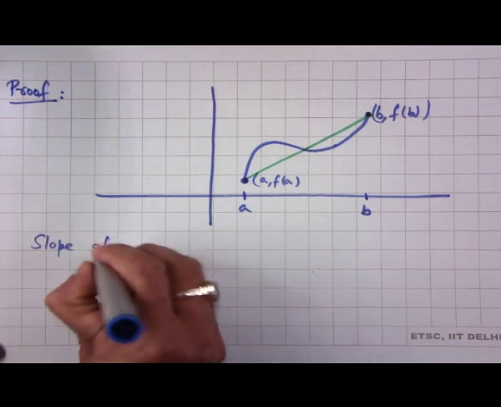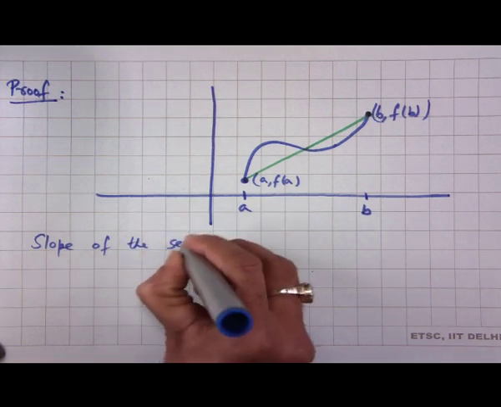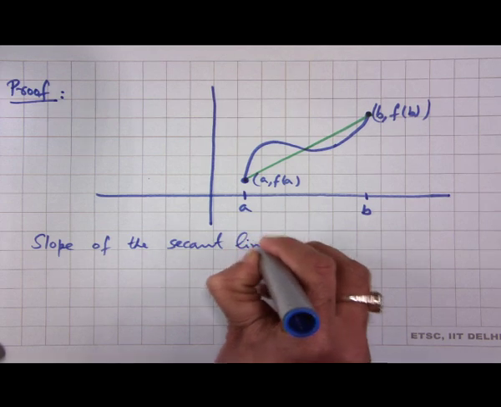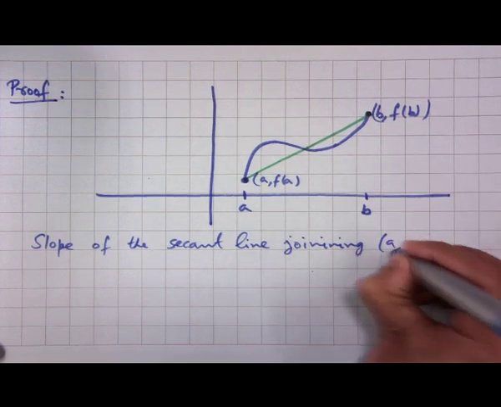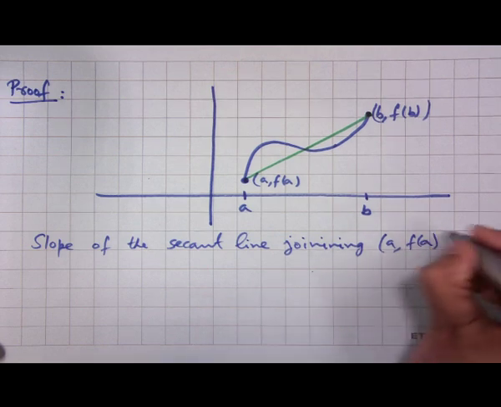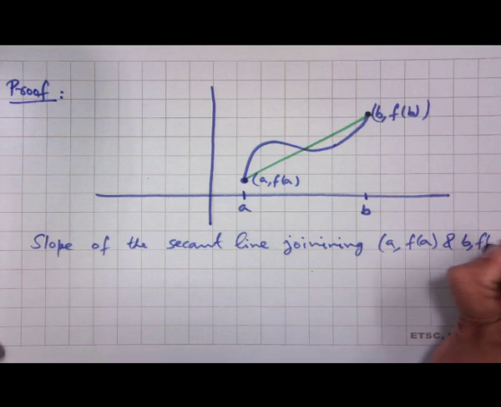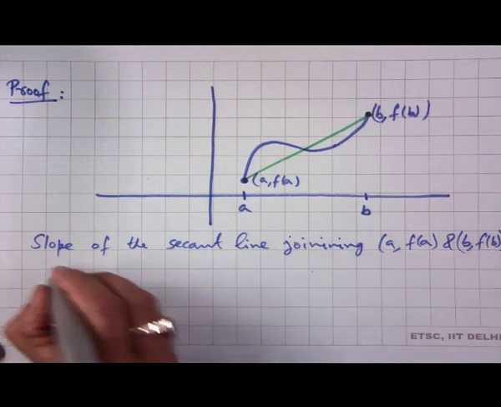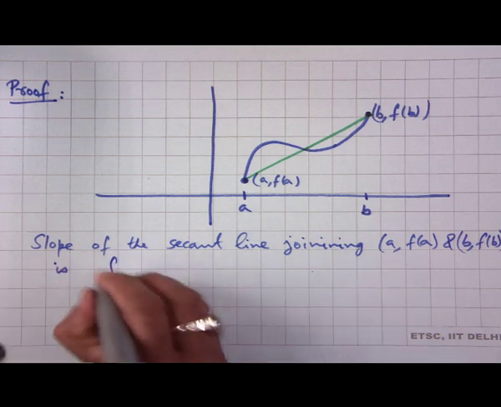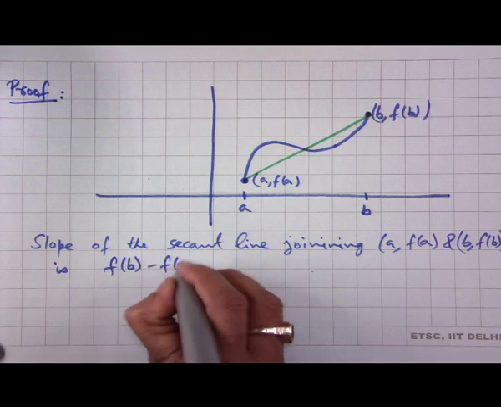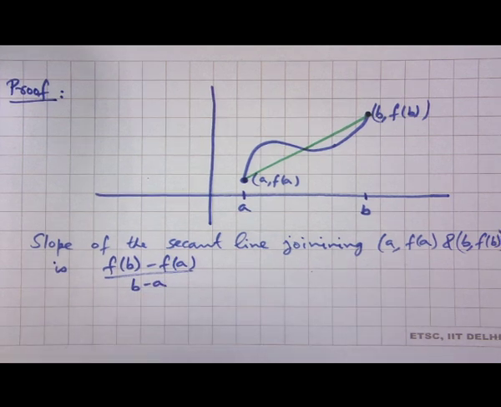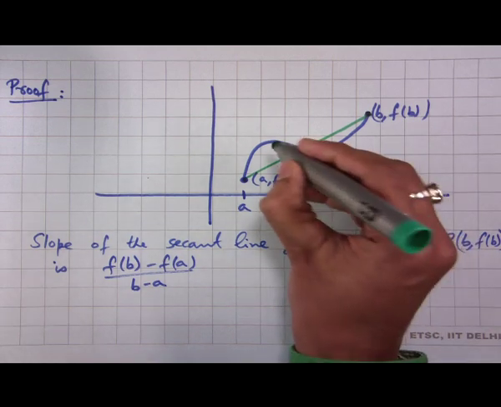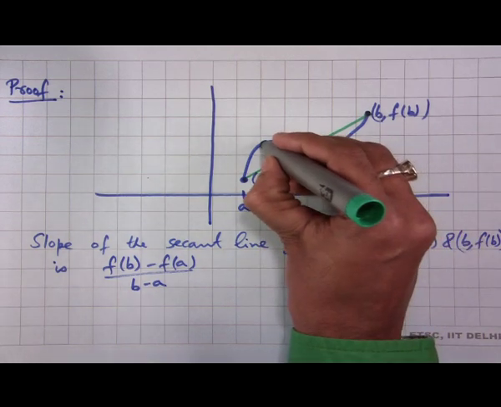Slope of the secant line joining (a, f of a) and (b, f of b) is f of b minus f of a divided by b minus a. Then what the mean value theorem says is that there exists some point c where the derivative is equal to this slope.